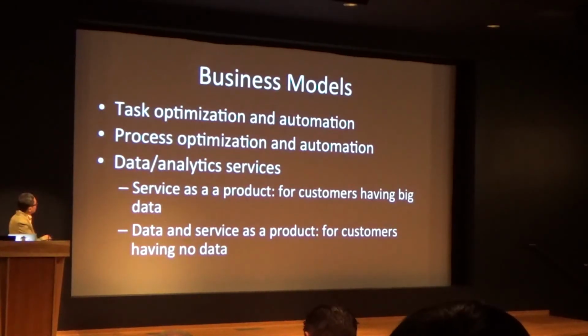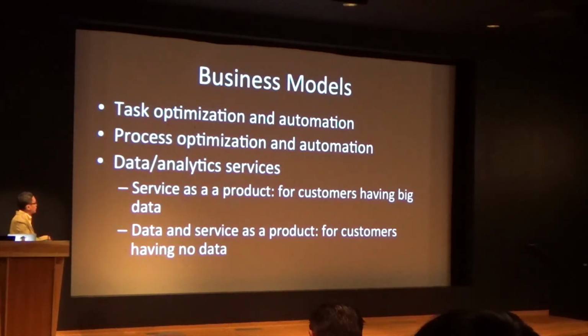So the business model there is that we try to do task optimization and automation. And again, process optimization remains a big challenge. We can do things like data or analytics as services. Essentially, if you have the data, you just want to use the analytic tools, so you can feed the tools with your own data. We can keep everything private to the user.